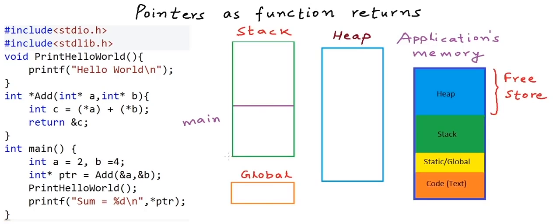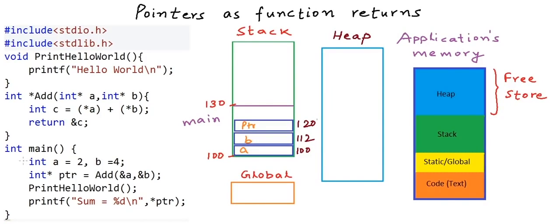Let's say the starting address of this stack frame is 100 and the end address of this stack frame is 130. And we will have three local variables created here: a, b and ptr. a and b are integers and ptr is an integer pointer. Let's say a is at address 100, b is at address 112 and ptr is at address 120. I'm just making these assumptions.